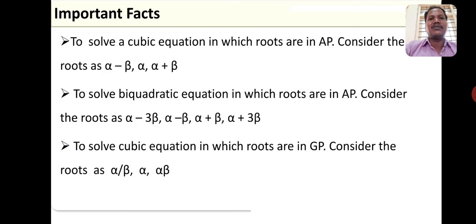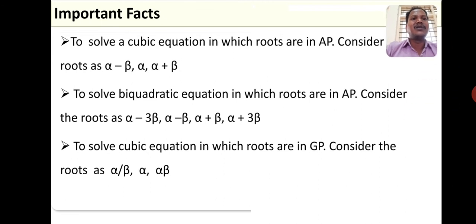Important facts: to solve a cubic equation in which roots are in AP, consider the roots as alpha minus beta, alpha, alpha plus beta. Next, to solve a biquadratic equation in which roots are in AP, consider the roots as alpha minus 3 beta, alpha minus beta, alpha plus beta, alpha plus 3 beta.